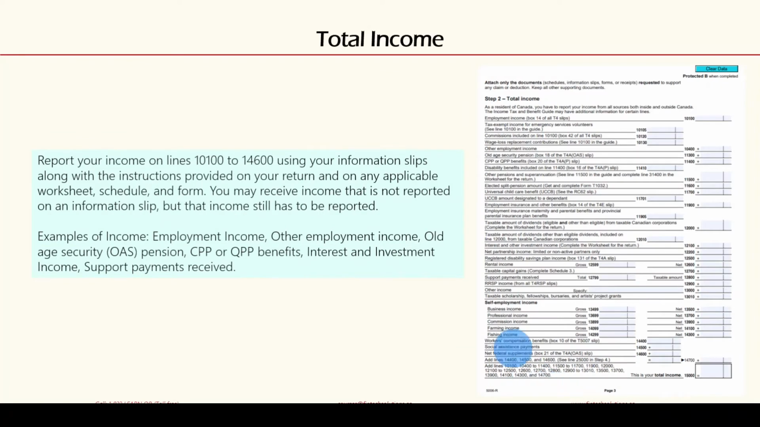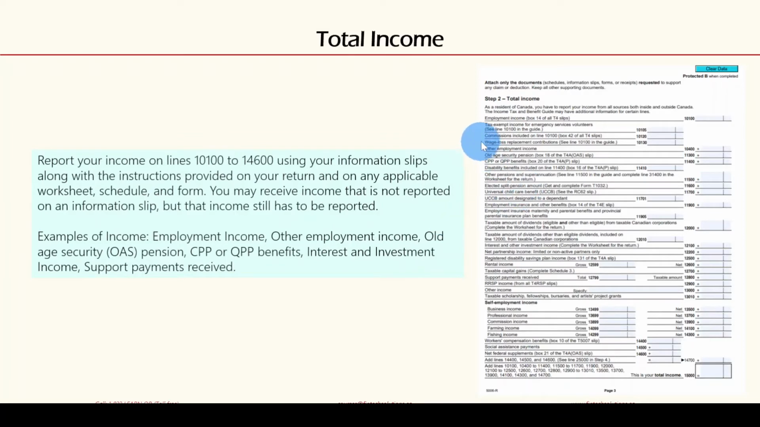All right, step 2 is about total income. Report your income on lines 10100 to 14600 using your information slips along with the instructions provided on your return and on any applicable worksheet, schedule, and form. You may receive income that is not reported on an information slip, but that income still has to be reported.